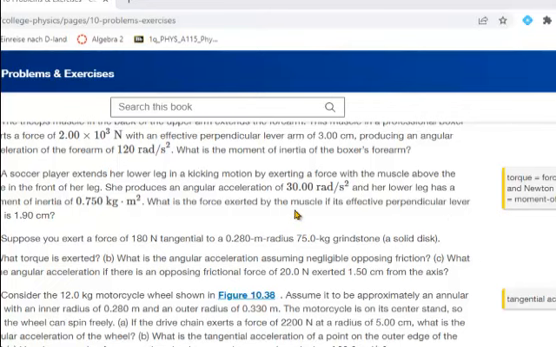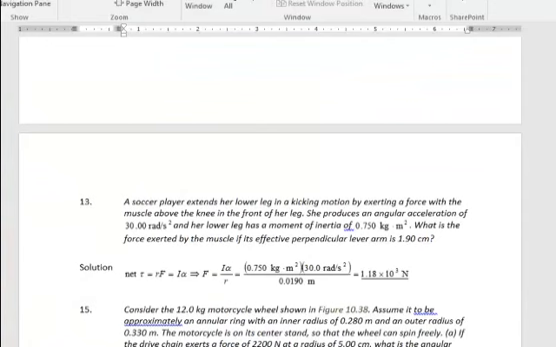So what is the force exerted by the muscle if its effective perpendicular lever arm is 1.90 centimeters? So that 0.019 in there is correct. Then when you plug these in, and you can use a calculator, 0.75 times 30 divided by 0.019 meters, that indeed comes out to 1,180 newtons, which is quite a bit. That's 250 pounds of force that goes in there just to move the lower leg, and then it's going to kick the ball with whatever that force is. So it's about the force that actually accelerates the leg.